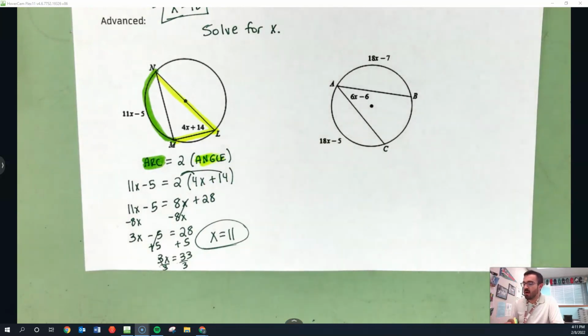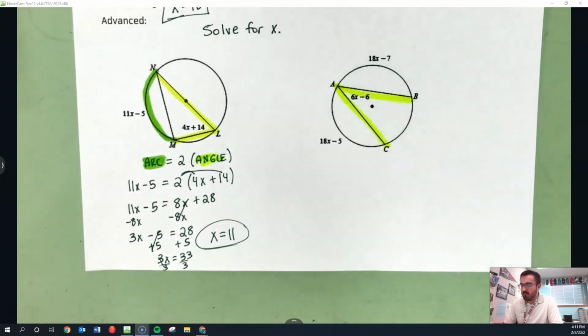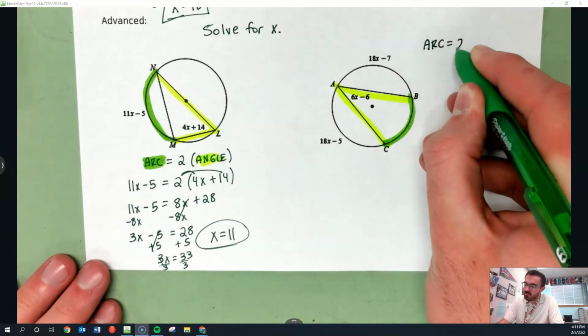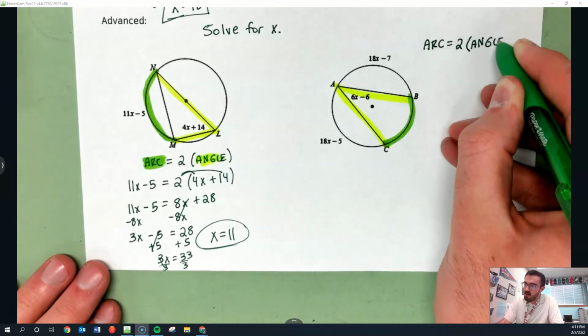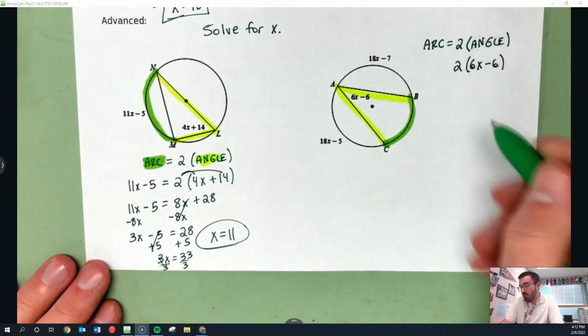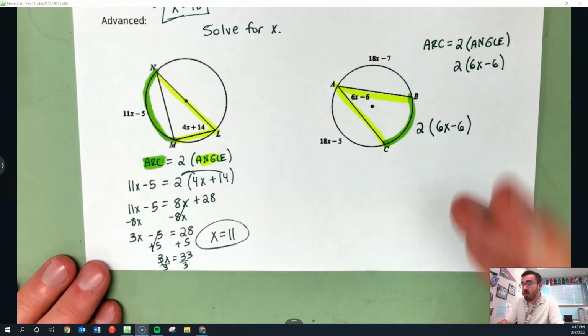All right, what about this one? Similar idea. We have an inscribed angle. We have our arc. But oh no, we don't know what our arc is. Have no fear. We got this. Here's something we can do. If we know that arc always equals 2 times the angle, what's our angle? 6x minus 6. So couldn't we say that this arc is technically 2 times 6x minus 6?